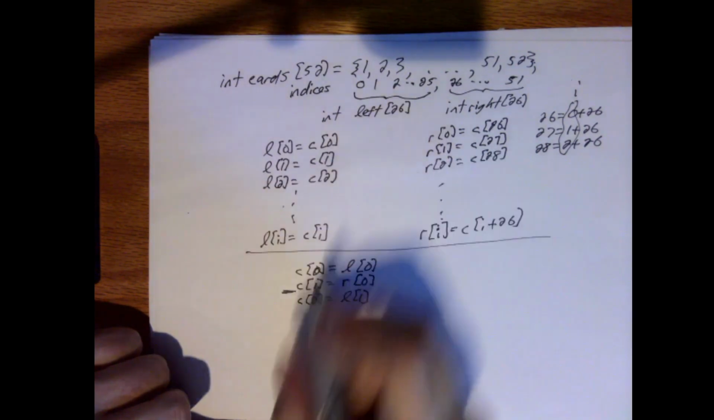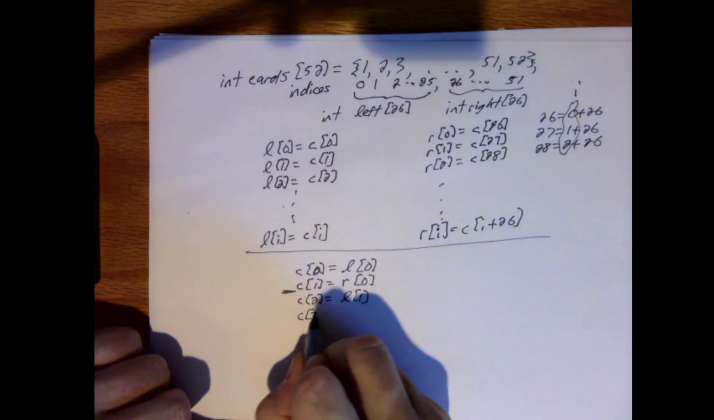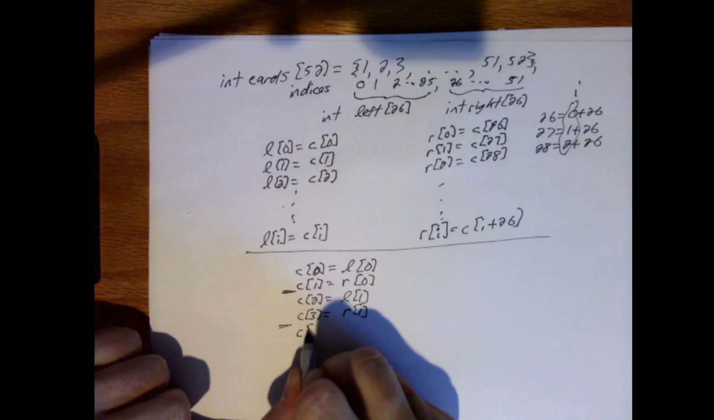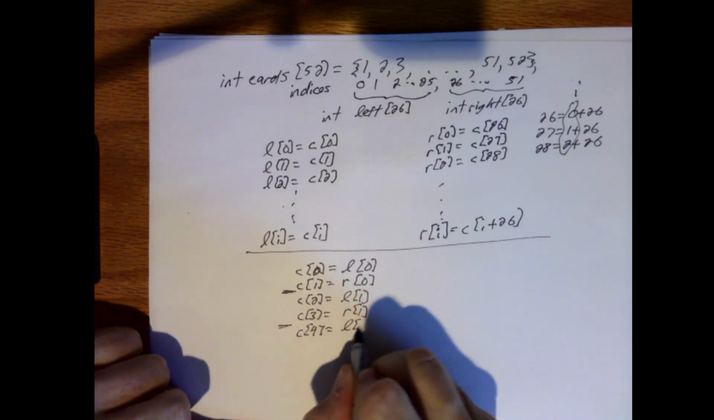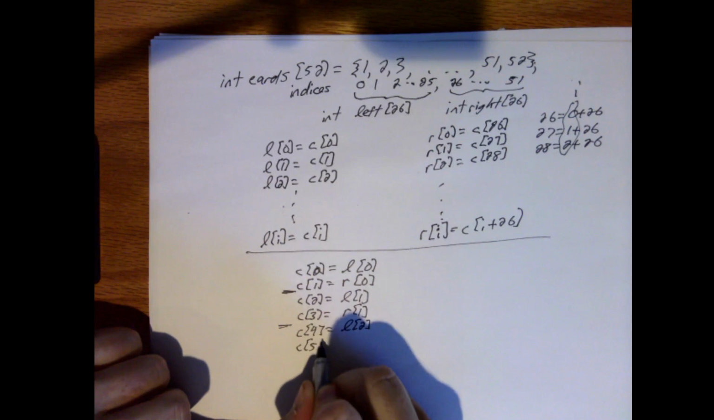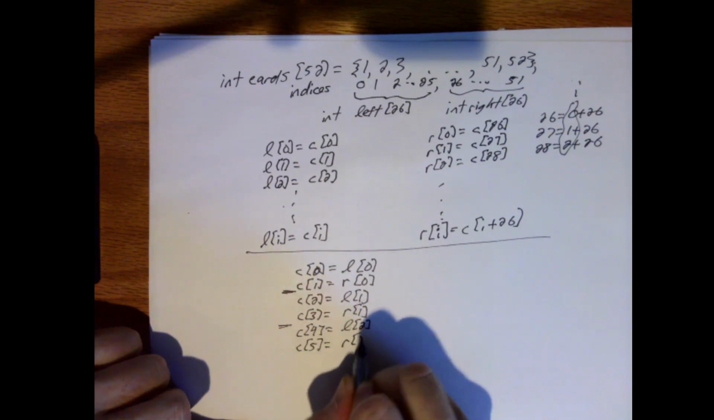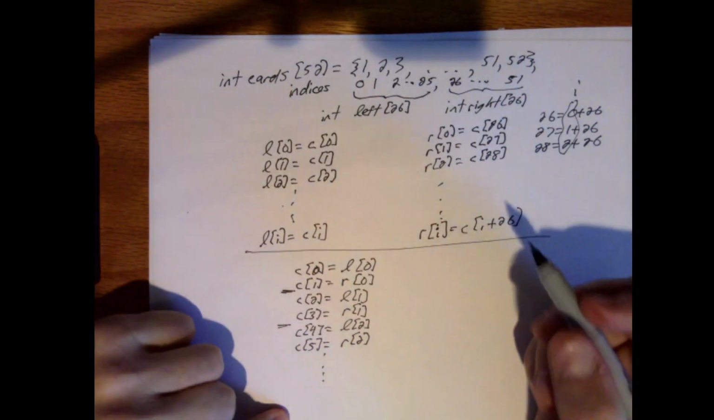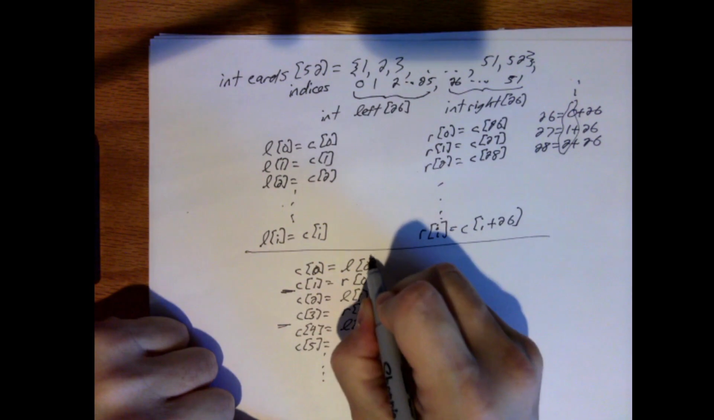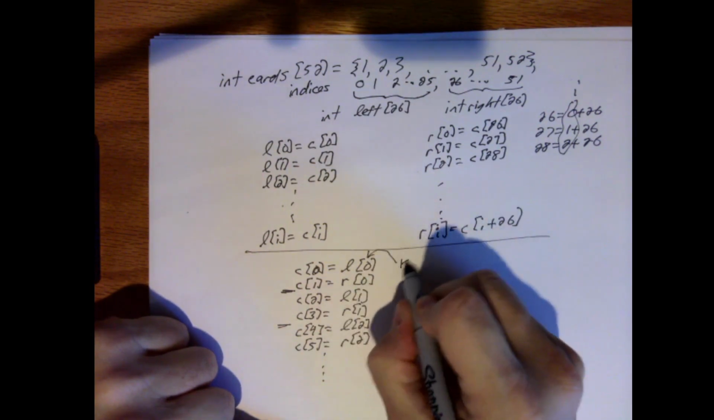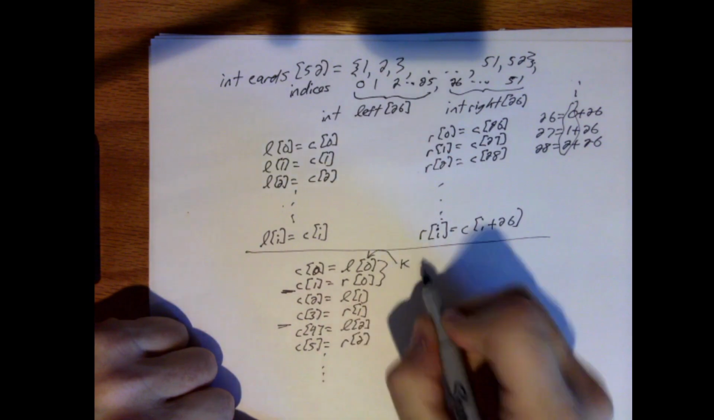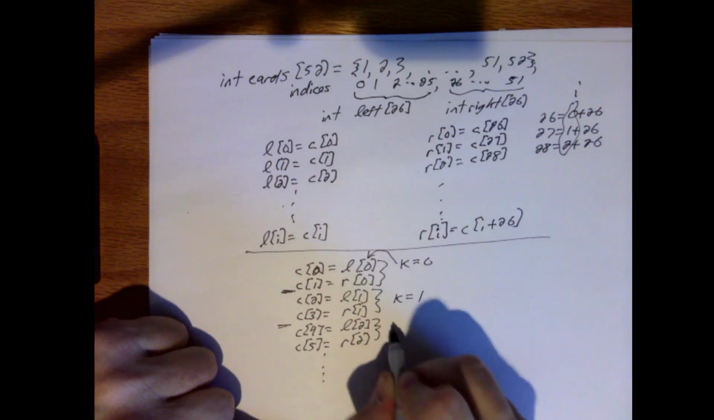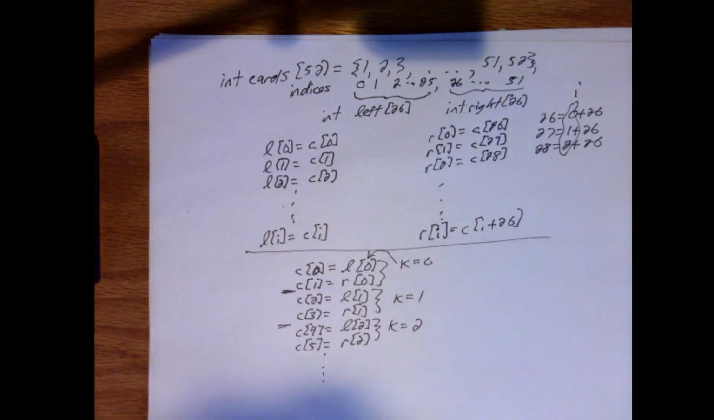Now I'm taking the second card from each subset. C3 is equal to R1. C4 is equal to L2. C5 is equal to R2, and so forth. So what I decided to do is, for these indices here, I'm going to use a variable k. Because right here, k is equal to 0. Right here, k is equal to 1. Right here, k is equal to 2, and so forth down.